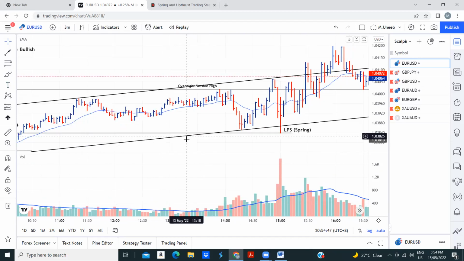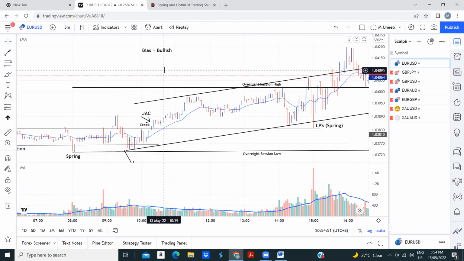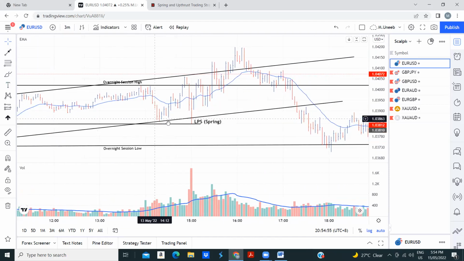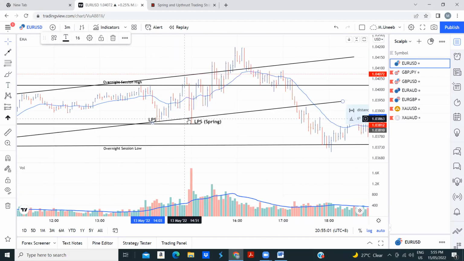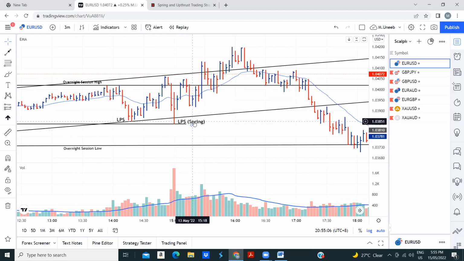Okay, now we have this. What other things can you notice here? We have the creek, jump across the creek, and then this is also LPS, this one here, the first LPS. This one is also LPS spring. And LPS occurred during where? London Open. Am I right? The London Open was 3 p.m. So we observed LPS.